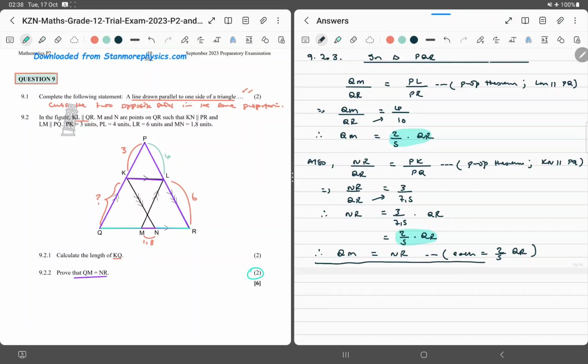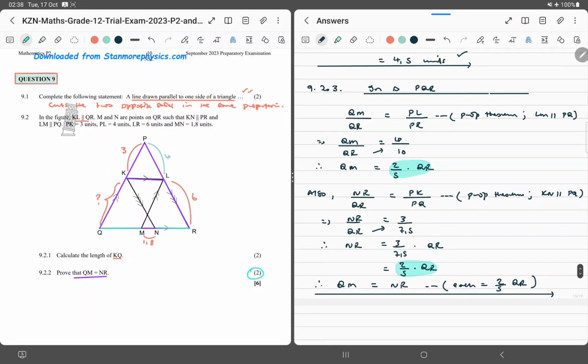Let's leave it there. But I'm sure the most important is those values, right? Because the proportionality theorem has been shown. The answer was already suggested, so it's fine. Those are the 2 marks, guys.